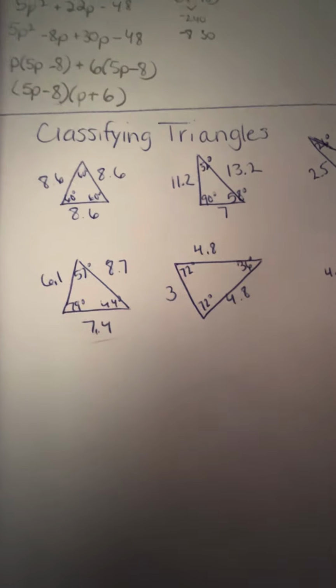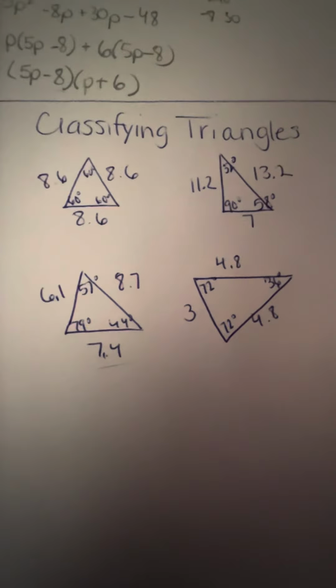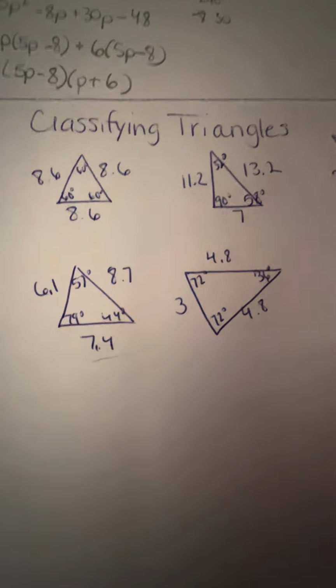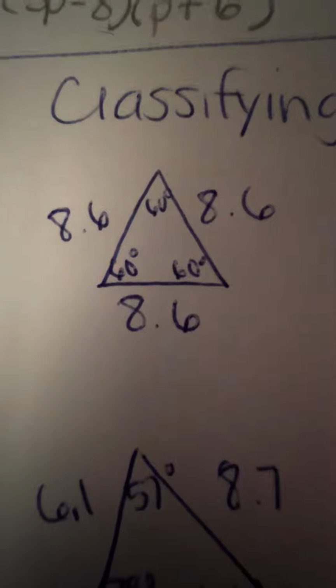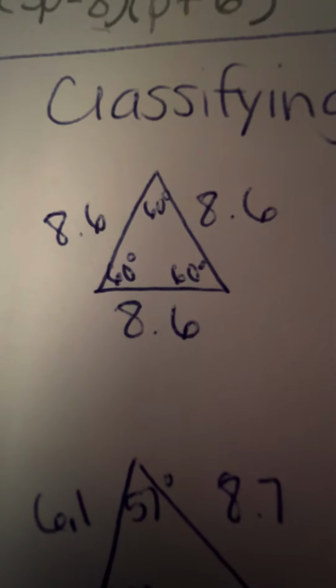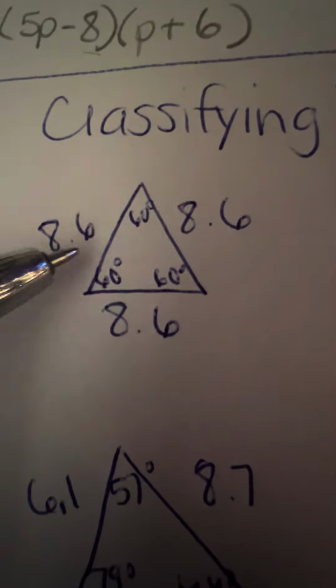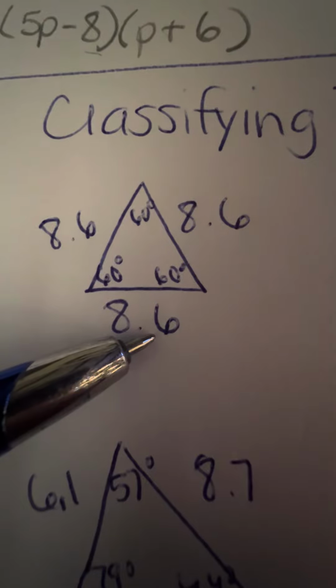Hi, I'm working on classifying triangles, so we are going to take a look at these. We are going to label these with the angle measurements as well as the side lengths. So we're going to start off with this first one. You can see that these are all the same side lengths, 8.6, 8.6, 8.6.